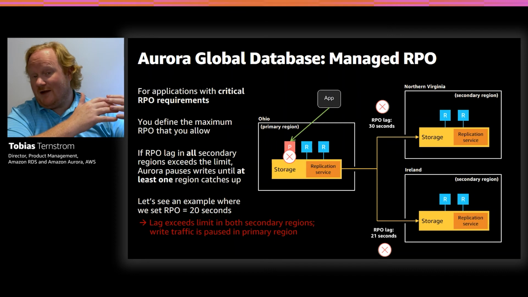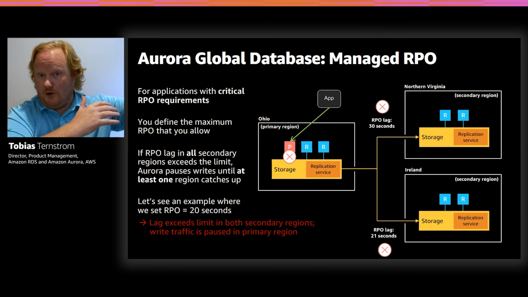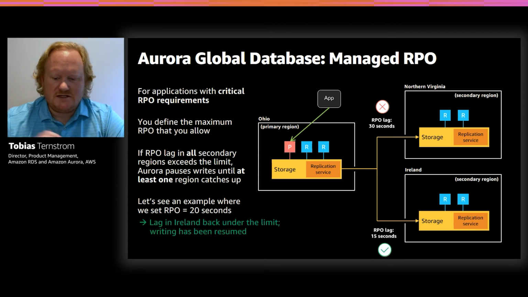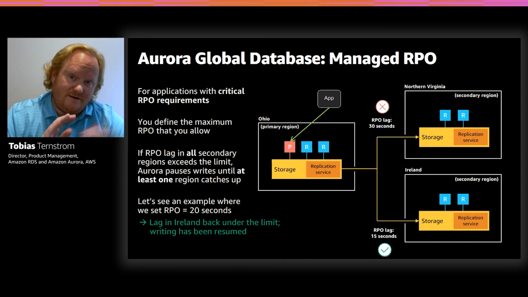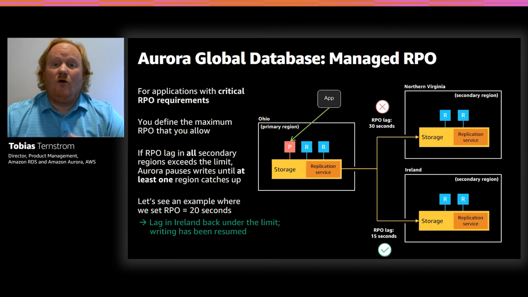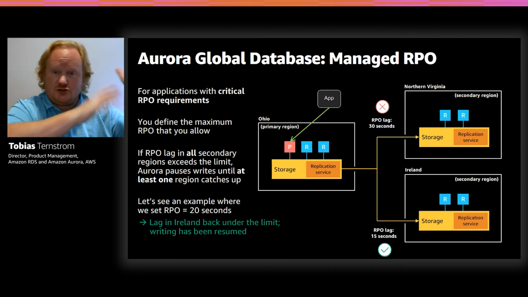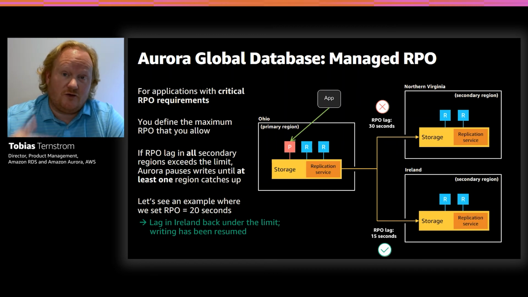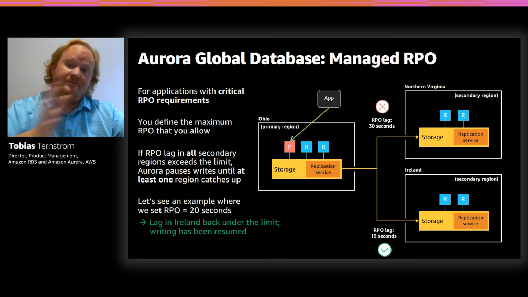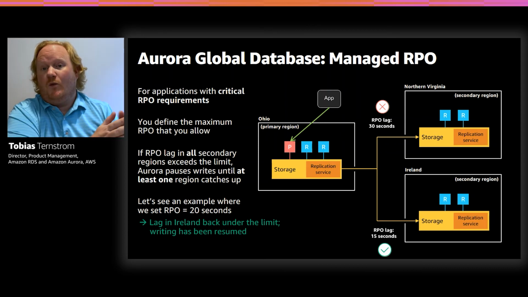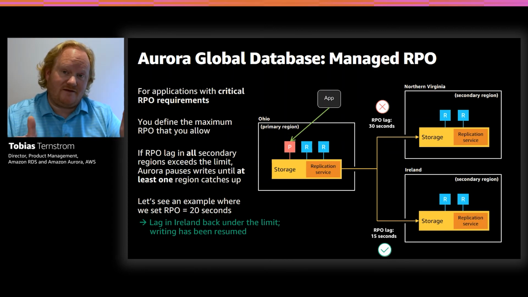Obviously there might be a timeout in the app, so at some point the app might time out on the write operation and abort. And then as soon as Ireland, or Northern Virginia for that matter, is within the 20 seconds, immediately we resume and we issue all of those acks back to the client. So now the client can continue writing again. But this way, as you can see, we guarantee that we will never ack back a commit to you where there's a risk of losing more than 20 seconds of data.